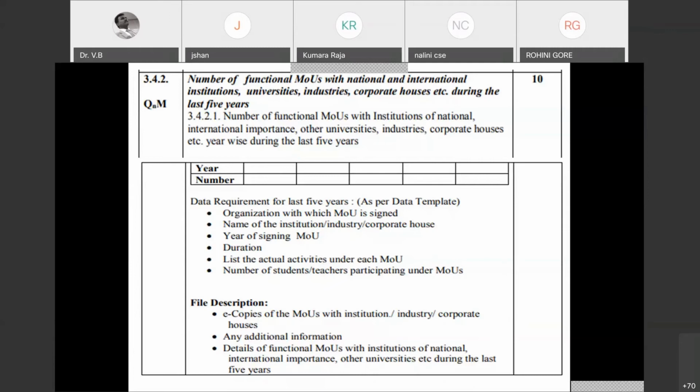And the file that needs to be uploaded is the entire MOU, which should be scanned and uploaded. Or you can even provide a link. If you are having more than one MOU, say 10 or 20 MOUs, then you can give a link. And once they click the link, it should go to the main MOU page, in which you can have a pull down menu showing all the MOUs made with the various universities.